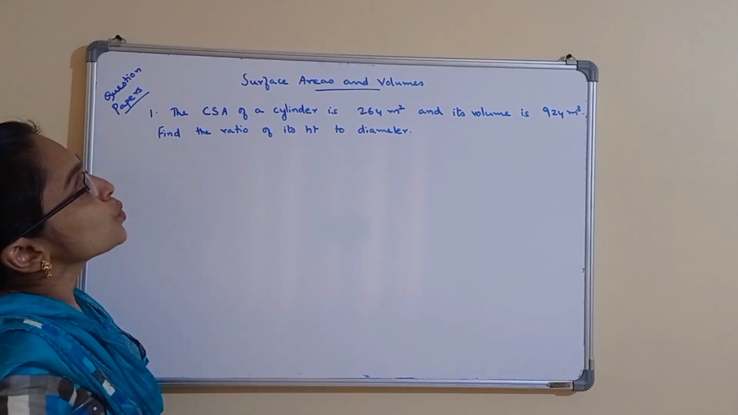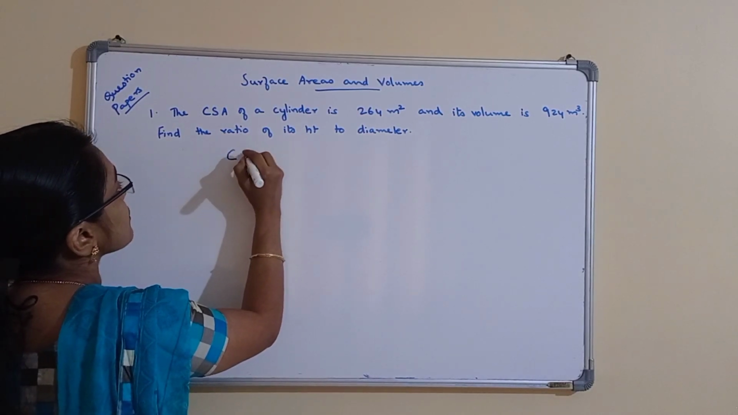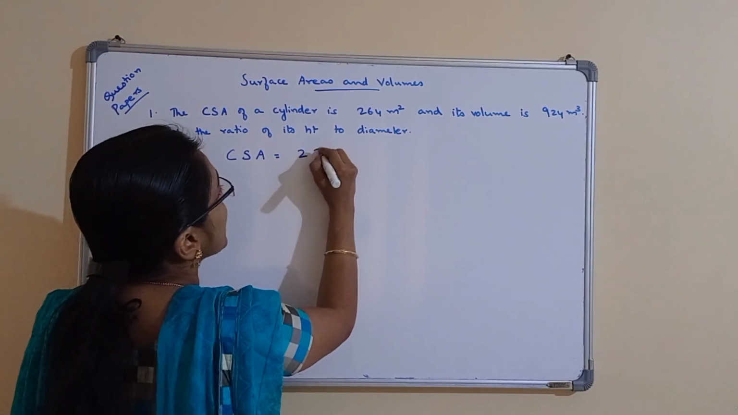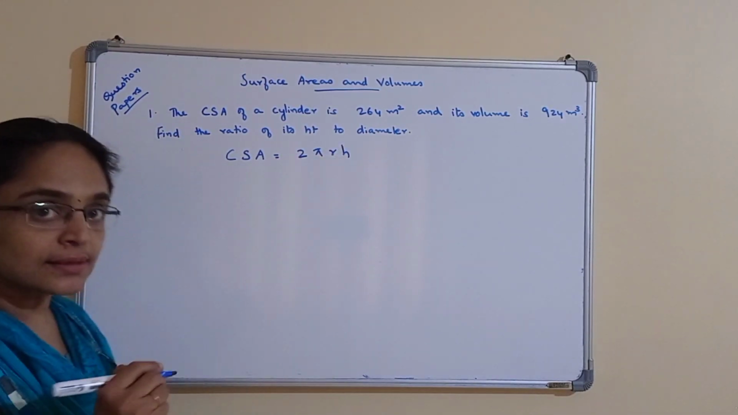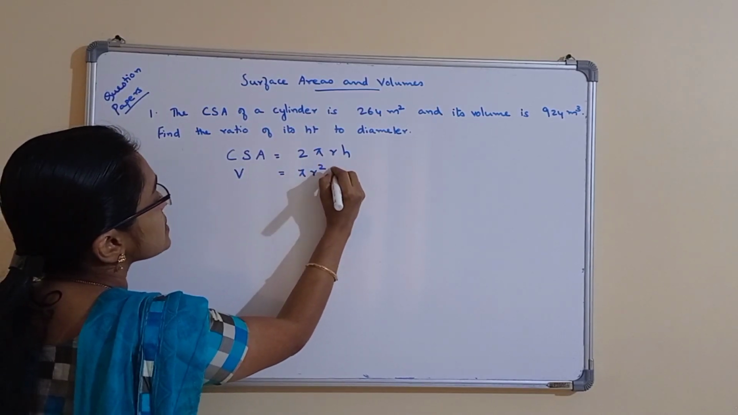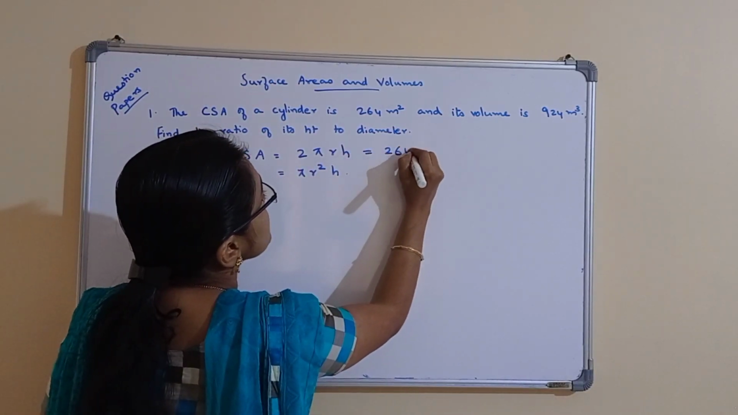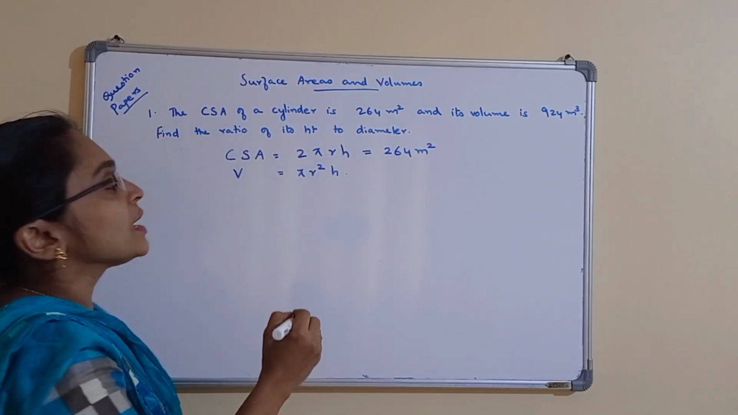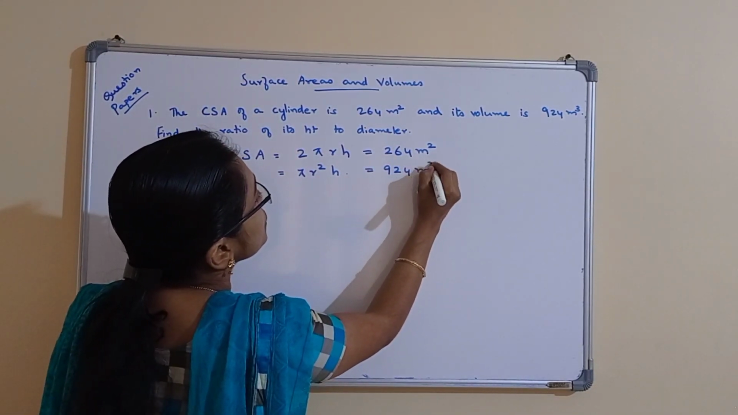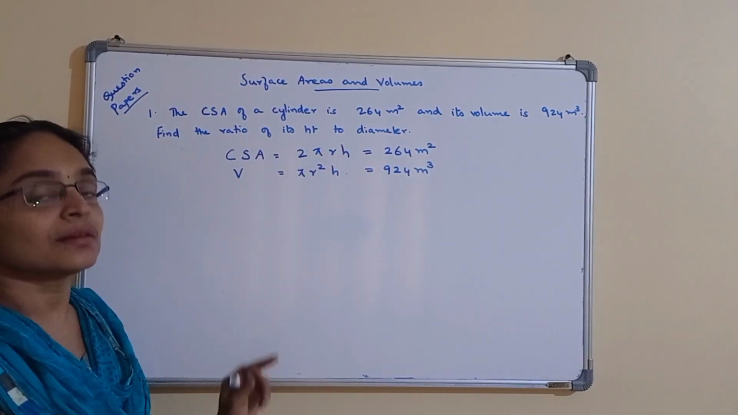What is the formula for curved surface area of a cylinder? Curved surface area, or CSA, of a cylinder is equal to 2 pi RH, right? And what is the volume of a cylinder? It is pi r square h. Given that 2 pi RH is equal to 264 meter square and volume is equal to 924 meter cube. From this we have to find the ratio of height to diameter.